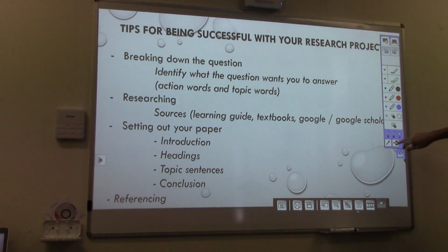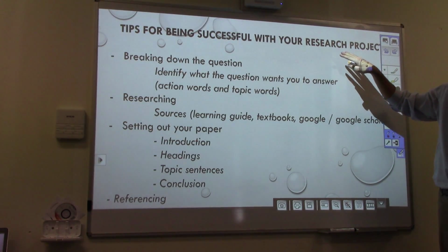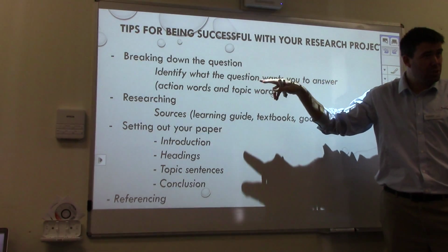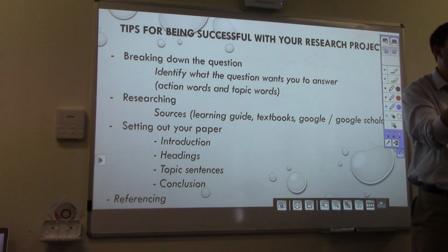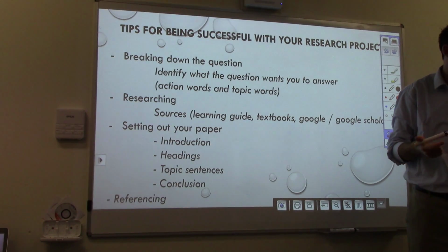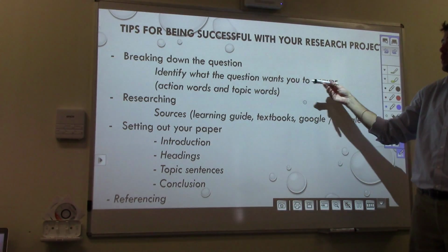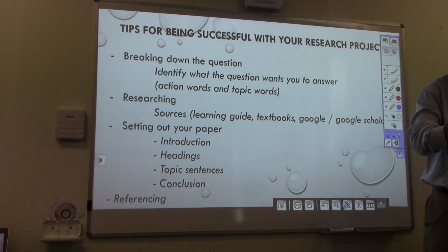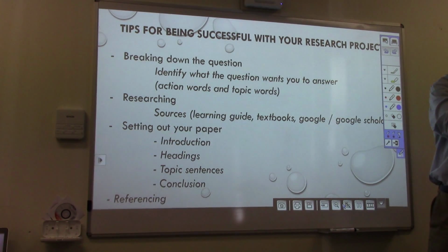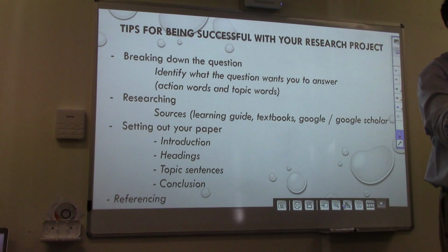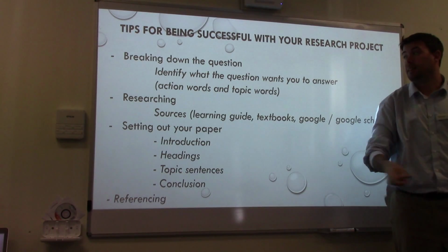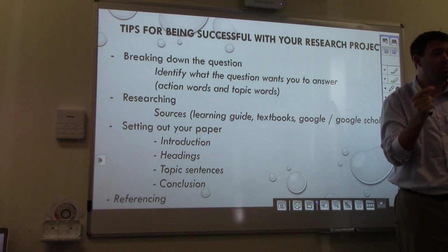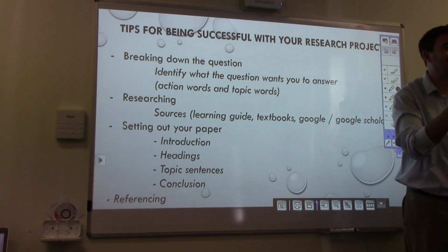Alrighty, so tips for being successful with your research project. We're going to talk about how to break down the question. That really is important. You'll see, because a lot of times you see the question and you think, I don't even know where to start. Let's talk about how you can break it down. Identify what the question wants you to answer, and we'll look at the action words, those words telling you what kind of processes you need to use. Research, describe, explain, all of these words tell you what actions you need to take. And then the topic words you can identify from the question. The topic words are the things that you need to write about.